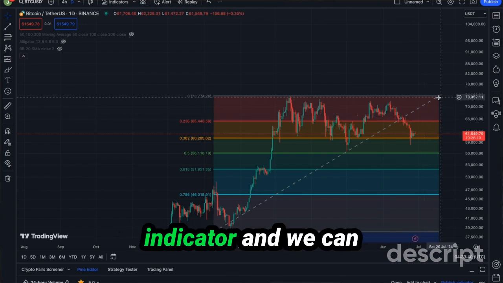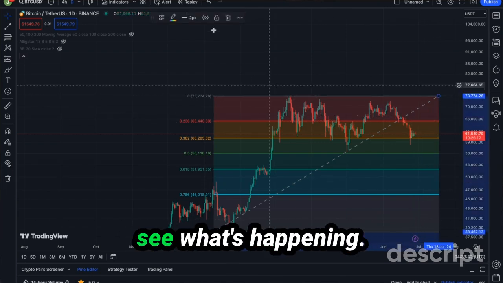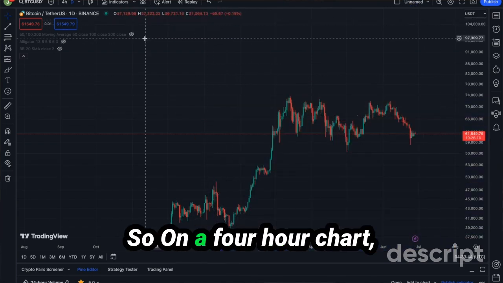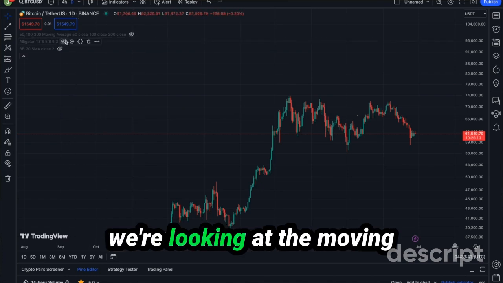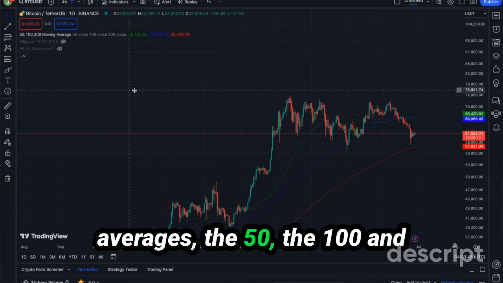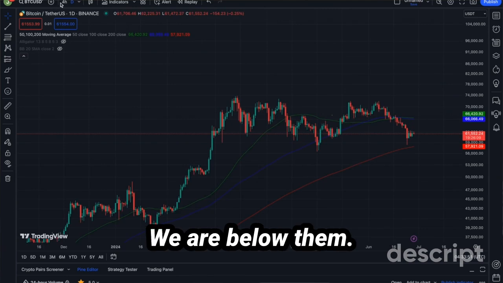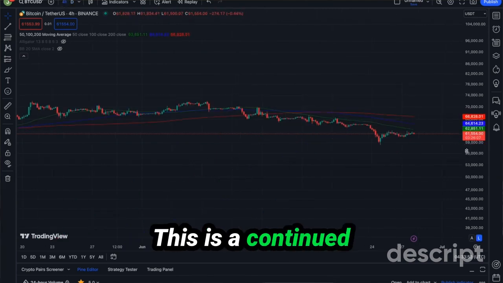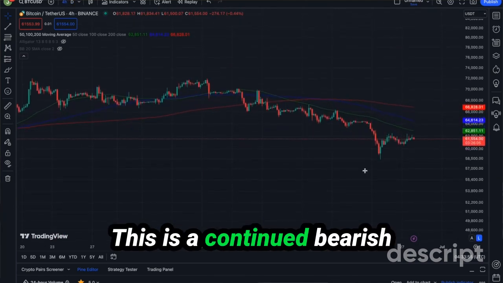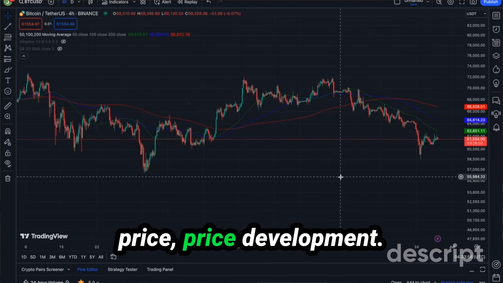But let's use some indicators and we can see what's happening. So on a 4-hour chart, we're looking at the moving averages, the 50, the 100, and the 200-day moving averages. We are below them. This is a continued bearish sentiment. This is a continued bearish price development.